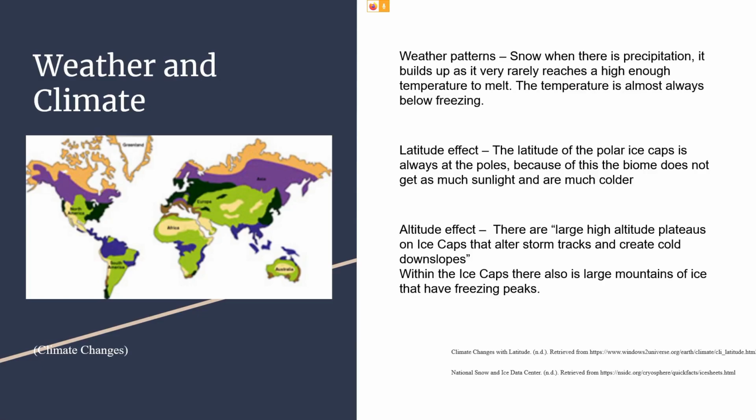And the altitude effect comes from there being very large high plateaus on ice caps that alter storm tracks and create cold downslopes as well as cold tops. And within the ice caps, there are also large mountains of ice that have freezing peaks.